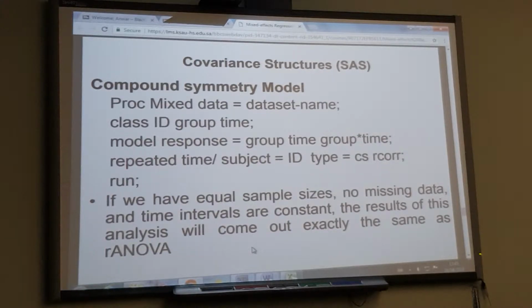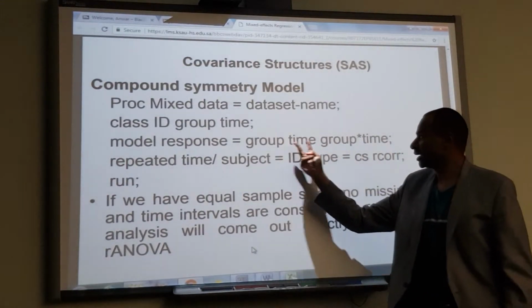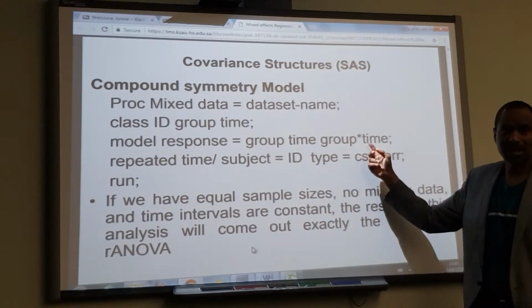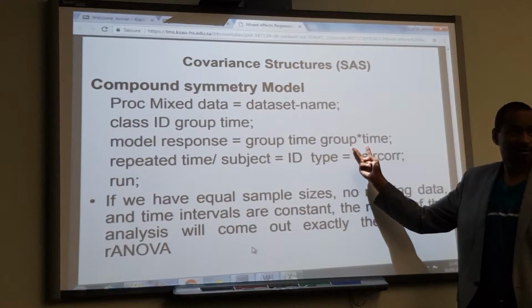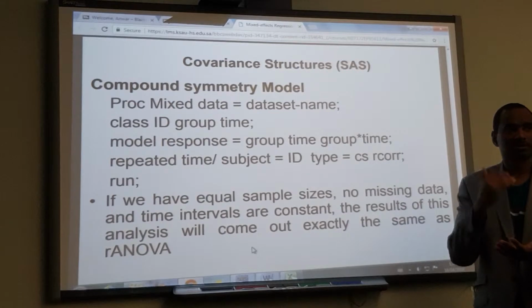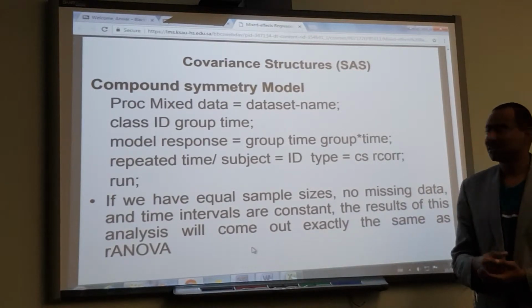Now the model. This is just similar to linear regression. The response, remember the late that we created, the numerical one, equals the treatment or the group and the time separately. These are the main effects, and their interaction. The interaction between the treatment and the time is what I'm interested in. Remember, I'm interested in seeing differences of treatment over time in late.